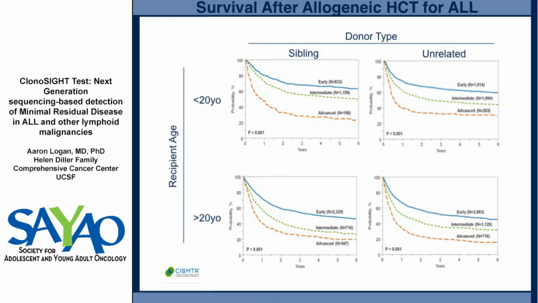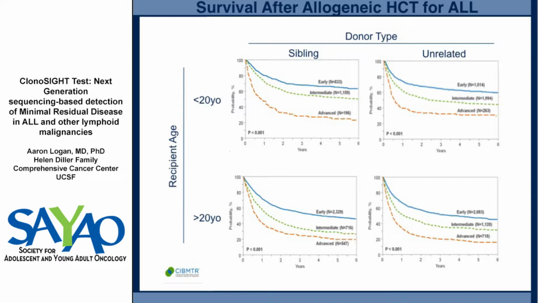And the outcomes don't matter so much whether you get a sibling or unrelated donor. And the outcomes are actually fairly similar between those under 20 and those over 20, but if you segregate it further to those over the age of 40, you start to see some diminishment in overall survival.